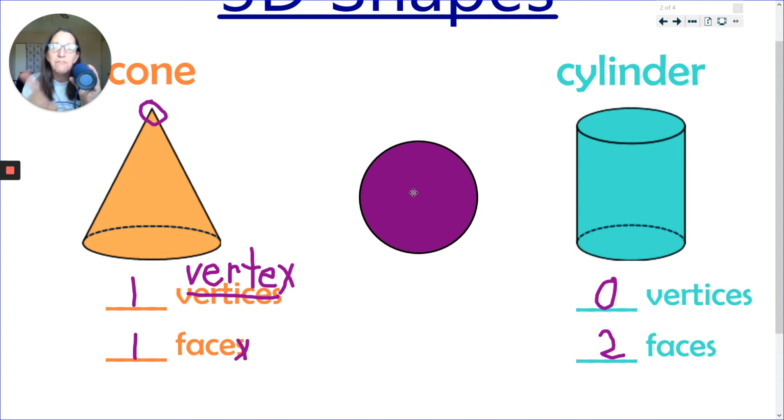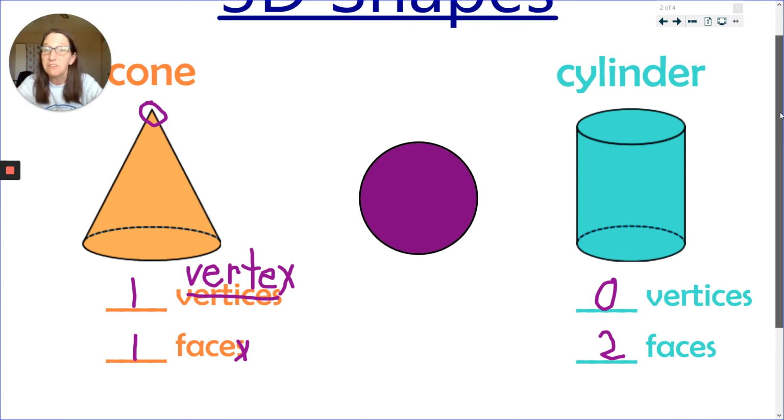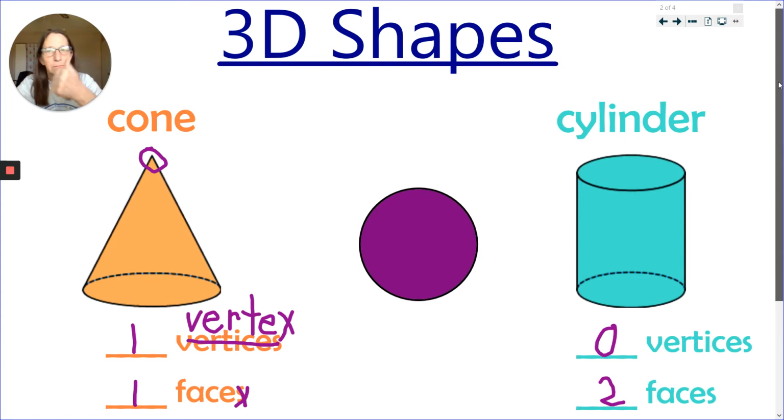Yes. Both of these shapes have a circle for their face. That's important for you to remember. If I laid this on a piece of paper and I traced around it, what shape would I have? A circle. Okay? So both of these have circles for their faces. Pretty cool, huh? I love it. These are the ones that we're going to find in our books today. And we're going to get to that in just a minute.